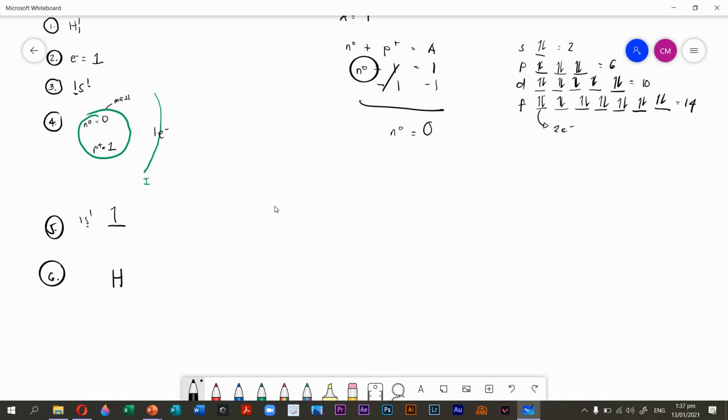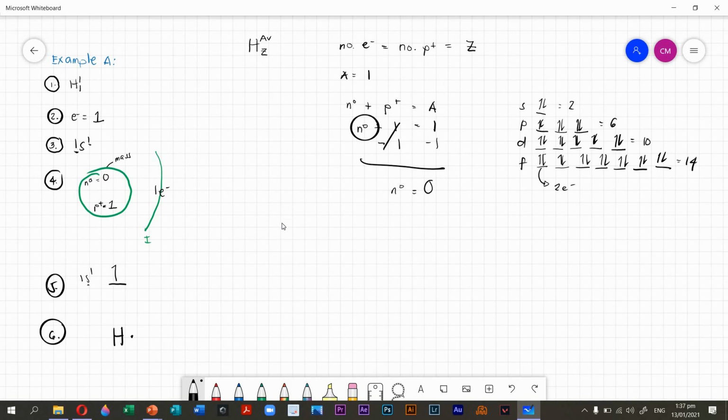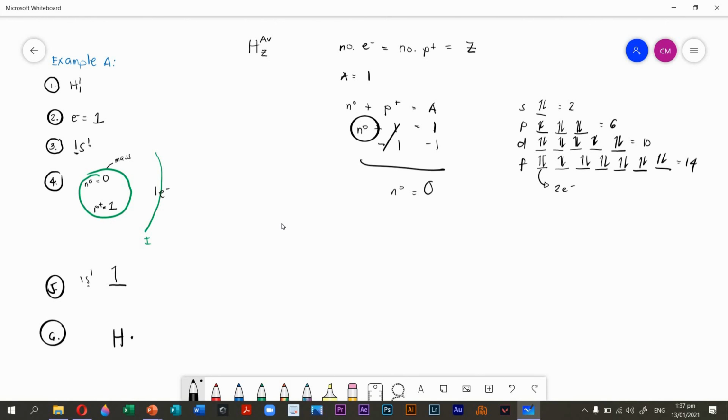There's only one shell, and it also serves as the outermost shell, diba? So, ilang electron nandun sa shell na yun? Yeah, there's only one. So, you're only going to draw only one dot. Ayan. So, that concludes our first example. Example A, this is the complete solution for example A. So start with 1, 2, 3, and then 4, and then 5, and then you'll end up with 6 as the Lewis symbol.